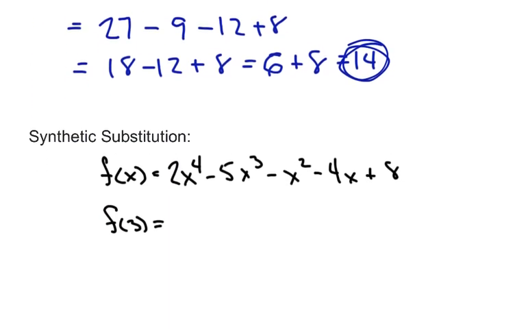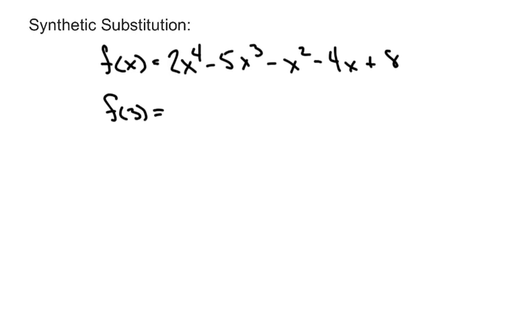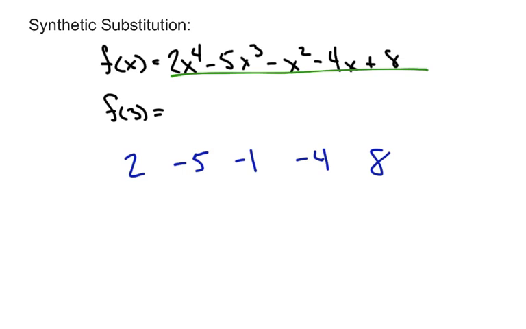So I want to show you a new way to substitute called synthetic substitution. Now with synthetic substitution, how we set it up is by just listing the coefficients. So 2, -5, -1, -4, and 8. In order for this to work, our polynomial has to start out where the powers start with the biggest one and work their way down. So notice it's x to the 4th, x to the 3rd, x to the 2nd, x to the 1st, and then ending up with a constant term. We finish setting it up by drawing a line like this, and what we're going to do is substitute 3.